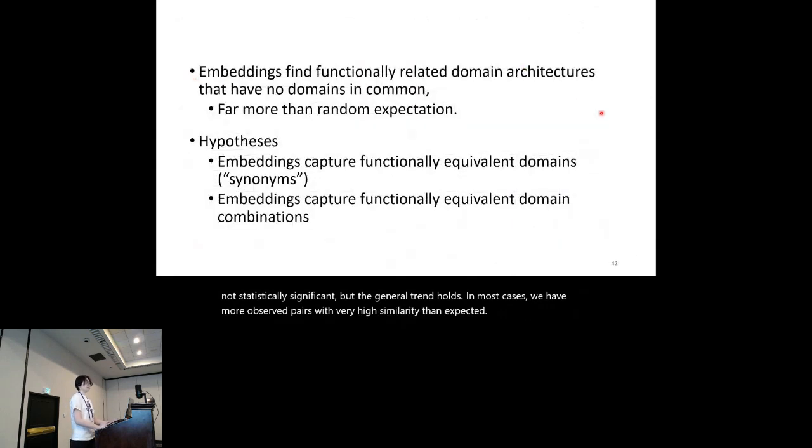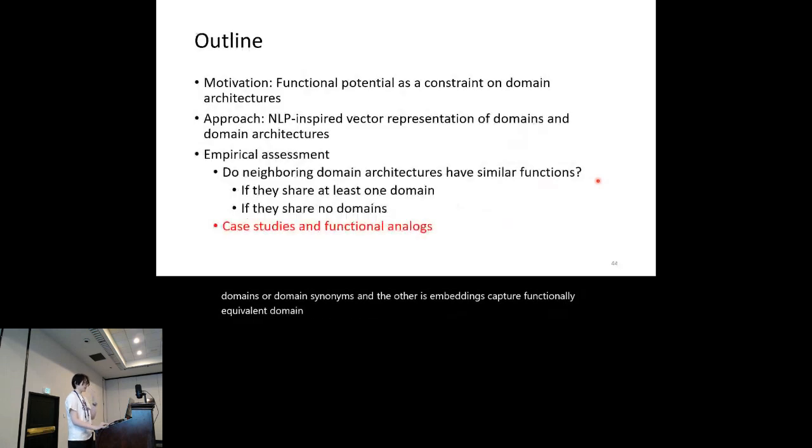And these statistical tests show that the embeddings are able to group functionally similar or related protein architectures, even in the absence of any shared domains. And these relationships are not random. How do they do this? There are 2 possibilities. One is embeddings capture functionally equivalent domains or domain synonyms, and the other is embeddings capture functionally equivalent domain combinations. To probe these two possibilities, let's take a closer look at 2 case studies.